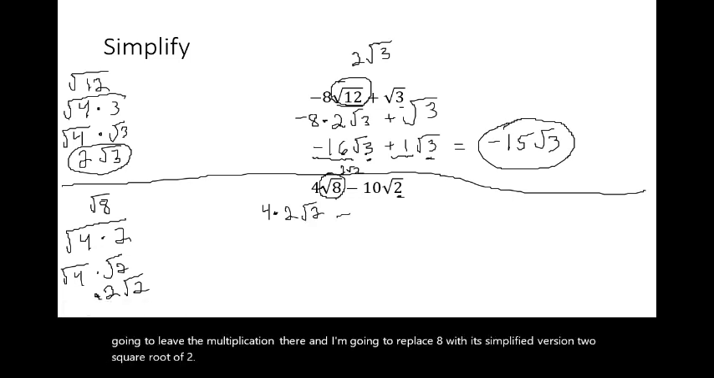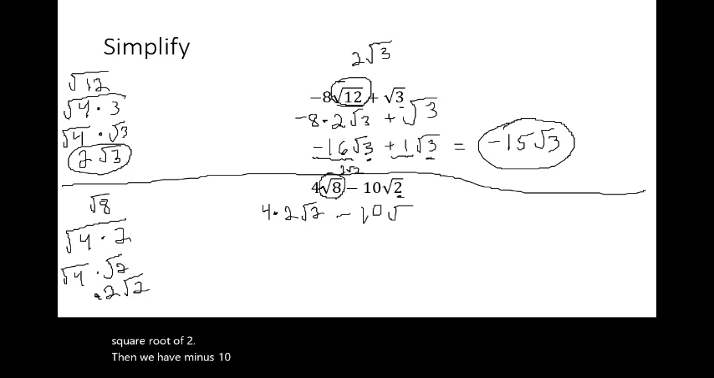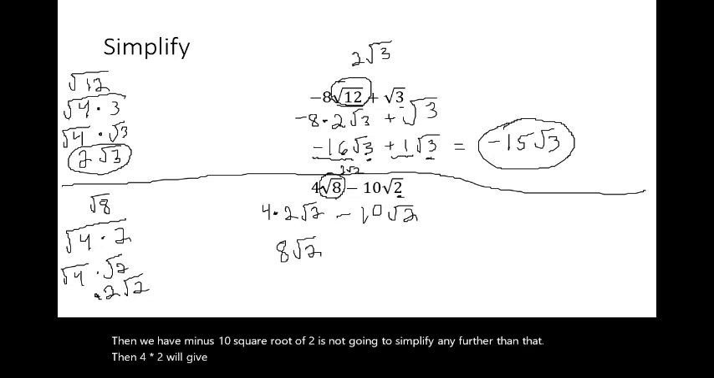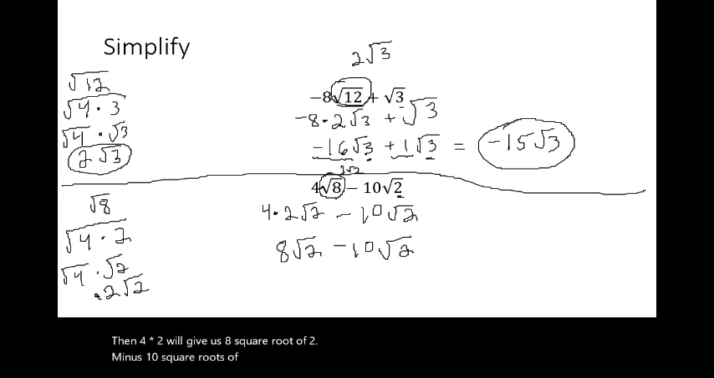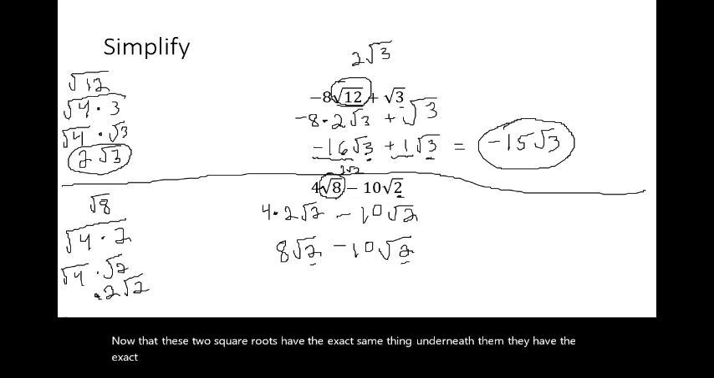Then we have minus 10 square root of 2, which is not going to simplify any further than that. Then 4 times 2 will give us 8 square root of 2 minus 10 square roots of 2. Now that these two square roots have the exact same thing underneath them, they have the exact same radicand, these are like radicals. So since they are like radicals, we're going to combine them by subtracting their coefficients. So 8 minus 10 will be negative 2 square root of 2.